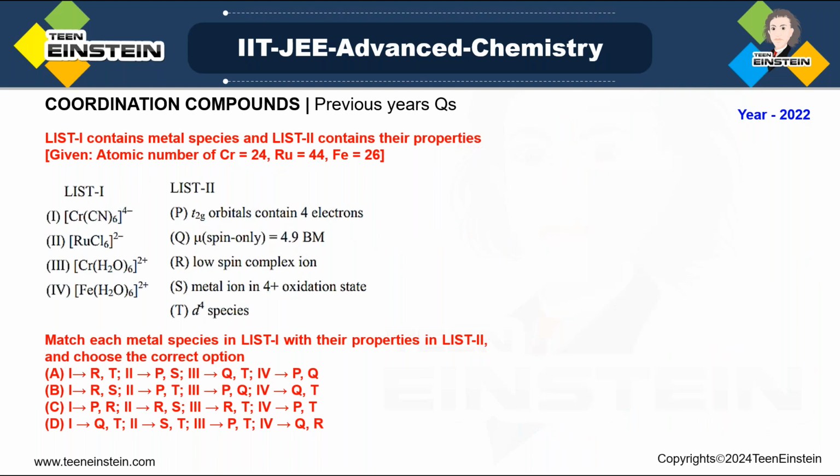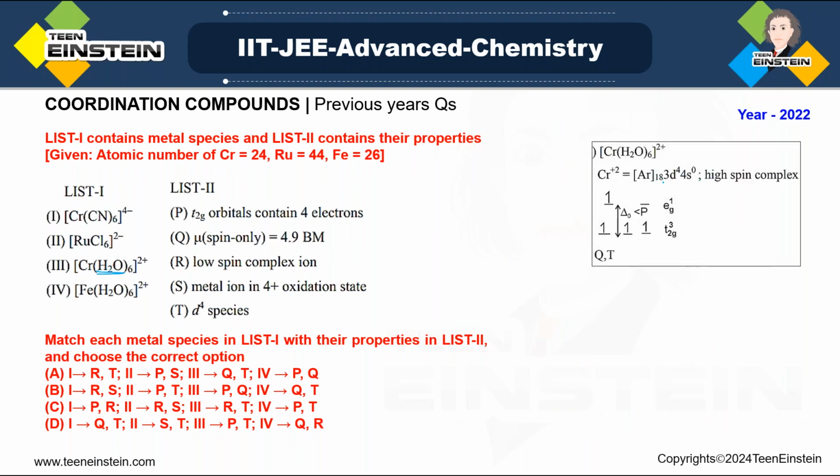In the third complex, here we have again chromium, but with a weak field ligand. This is a weak field ligand. So again we will have the same configuration, but when you write in T2G and EG, now it will be a high spin complex, not low spin. Now, is it matching with T2G orbital containing 4 electrons? No, but it is having a total of 4 unpaired electrons.